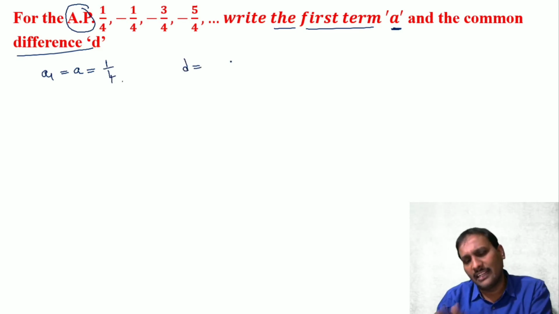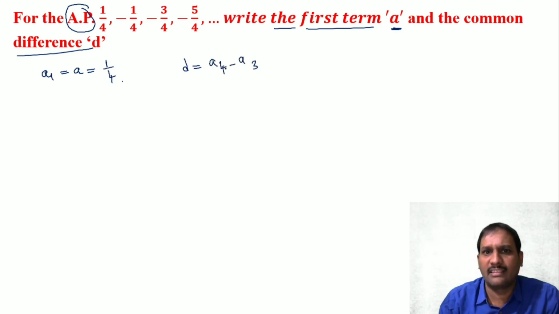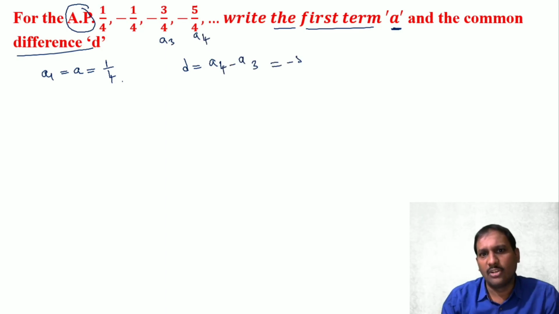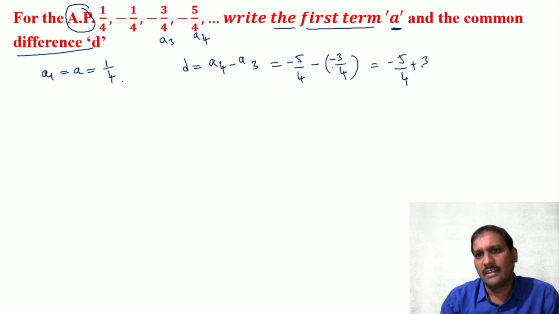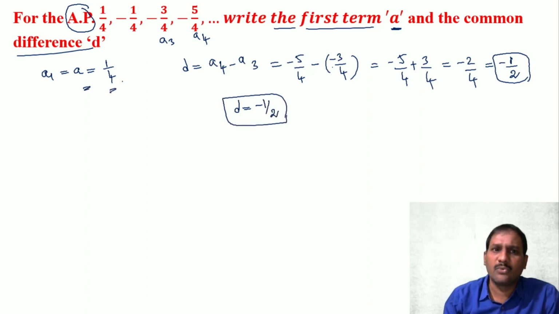And what is the common difference? You can take the difference of any two consecutive terms. So I am taking a4 minus a3. This is a3 and this is a4. That is equal to minus 5 by 4 minus of minus 3 by 4. That is equal to minus 5 by 4 plus 3 by 4. So minus 5 plus 3 is minus 2 by 4, and when you simplify it is minus 1 by 2. So the common difference is minus 1 by 2 and the first term is 1 by 4.